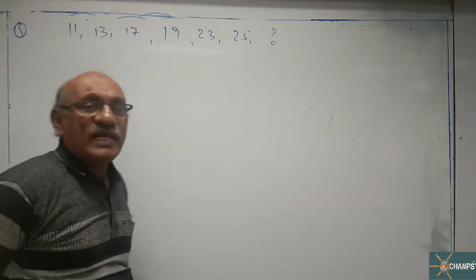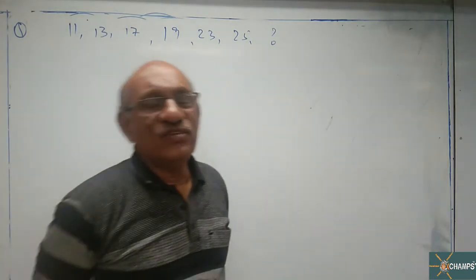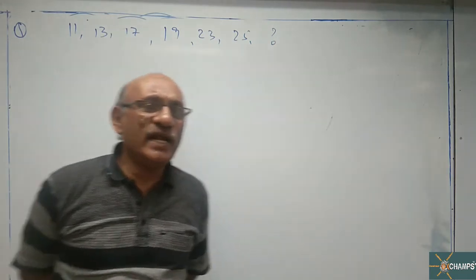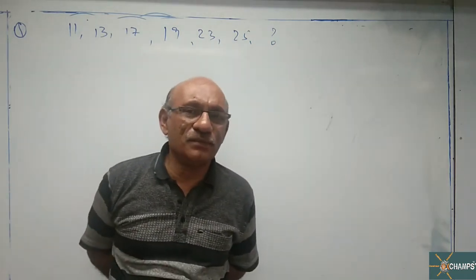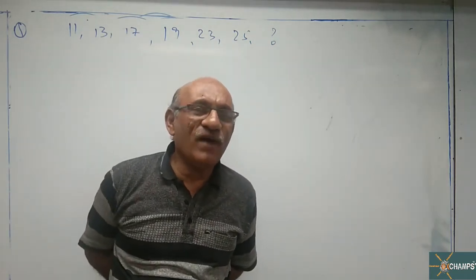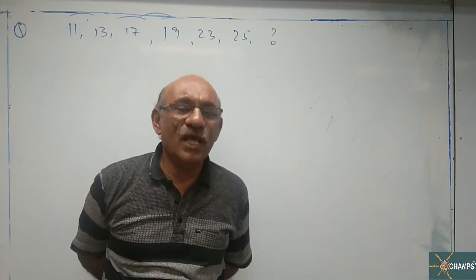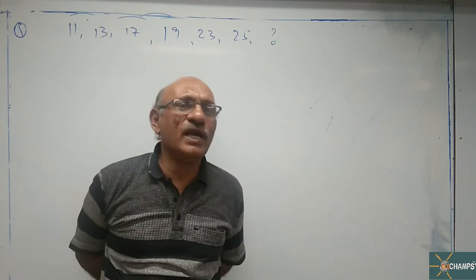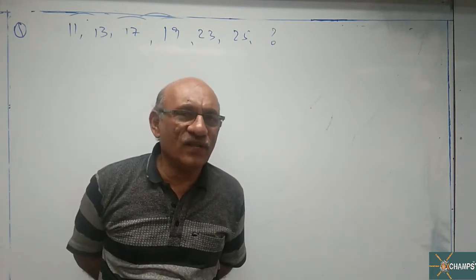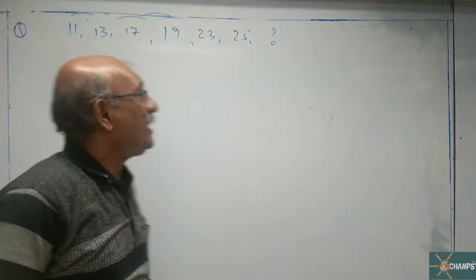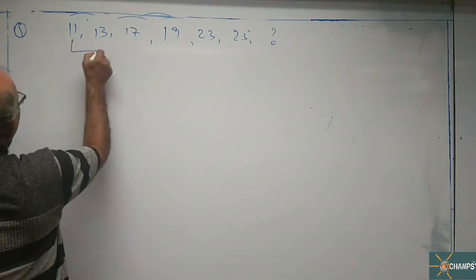Here also numbers are increasing, so it is an increasing series. Let us generate the idea how I can get the succeeding term. For that, let me find the difference between succeeding and preceding terms first. With the first difference, if I don't get any idea, I'll go for second difference also. So let us go with the first difference.